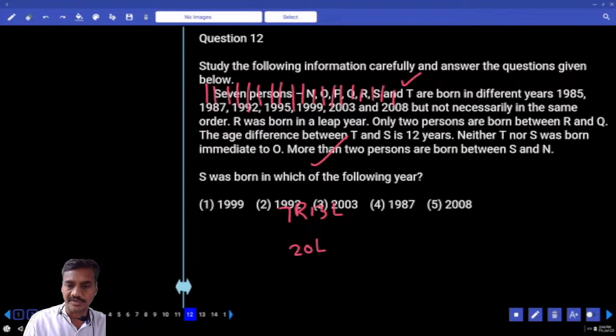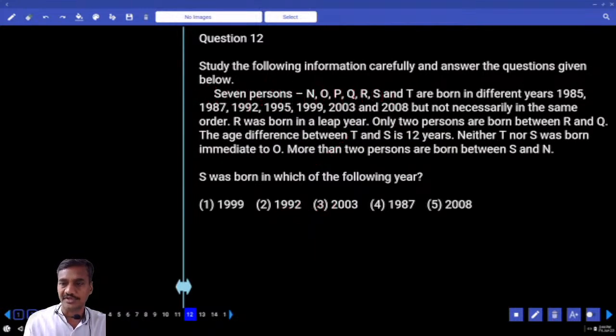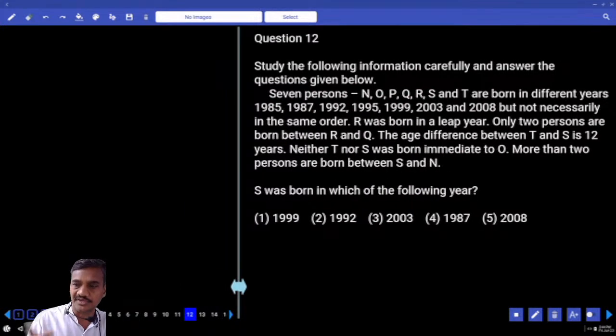Then the next one, 12 onwards. Now it is based on 7 persons born in different years. At the same time, the base year was not given, hence there is no necessity for you to find out the ages of these persons, isn't it? No need to find out the ages of these persons.